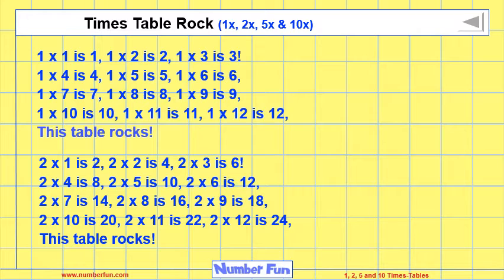Two times one is two, two times two is four, two times three is six, two times four is eight, two times five is 10, two times six is 12. Two times seven is 14, two times eight is 16, two times nine is 18, two times 10 is 20, two times 11 is 22, two times 12 is 24. This table rocks.